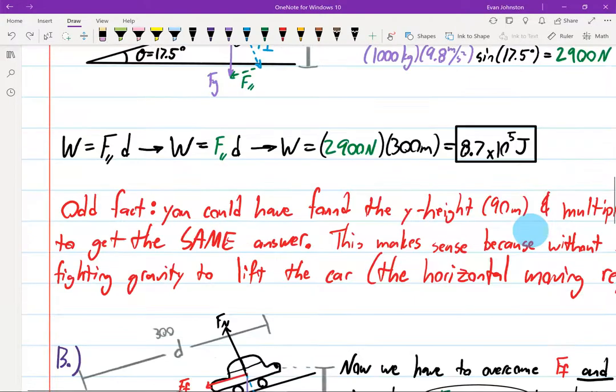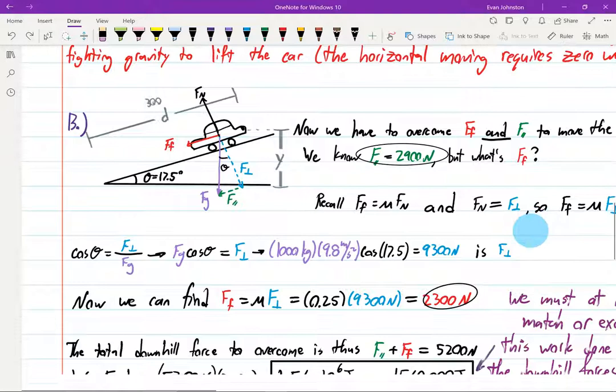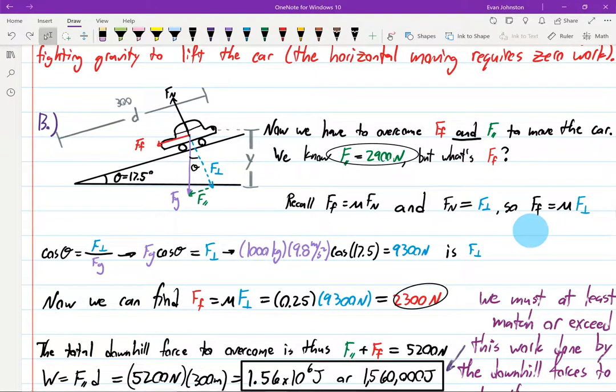So to do that, I've redrawn the picture. We have to overcome the frictional force and the parallel force to move the car now. And we already know the parallel force. We all found that earlier. Now, throwing back to our Unit 2, we know that friction is mu times the normal force. But in this case, the normal force is being opposed by the force perpendicular. They kind of oppose each other.